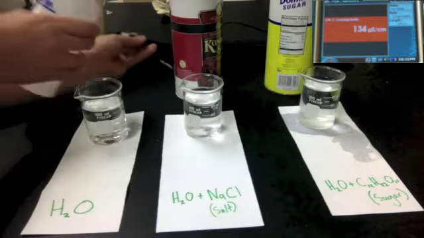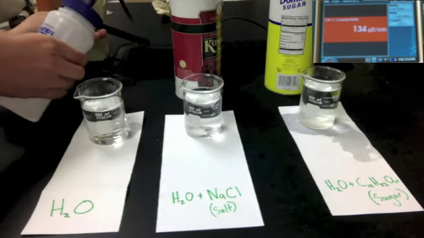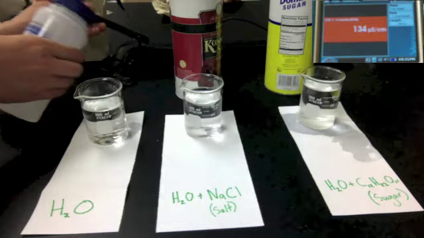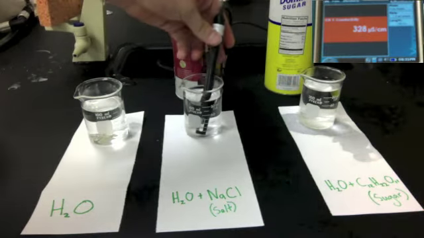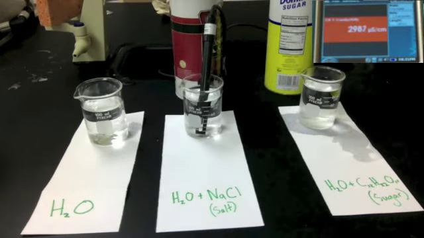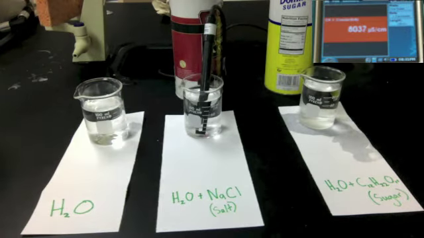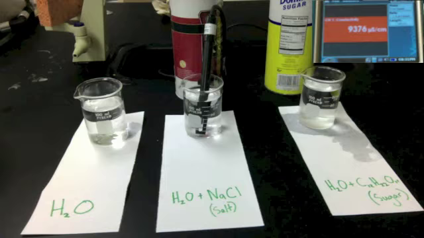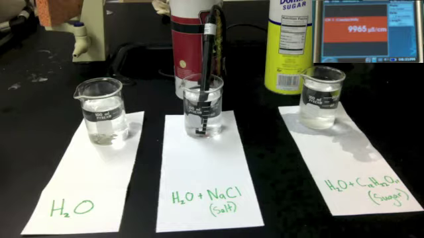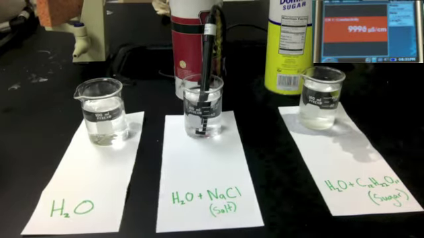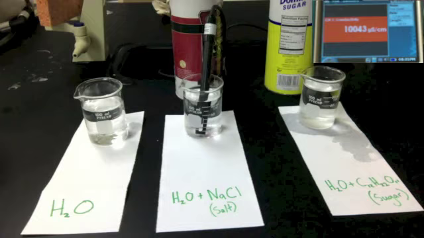Then we rinsed the probe off with deionized water, and as we put it into the salt water, you can see in the top right that the conductivity increased greatly over the deionized water. This is because of the ionic bonds in salt. It allows the salt to become aqueous and ultimately increases the conductivity of the solution.